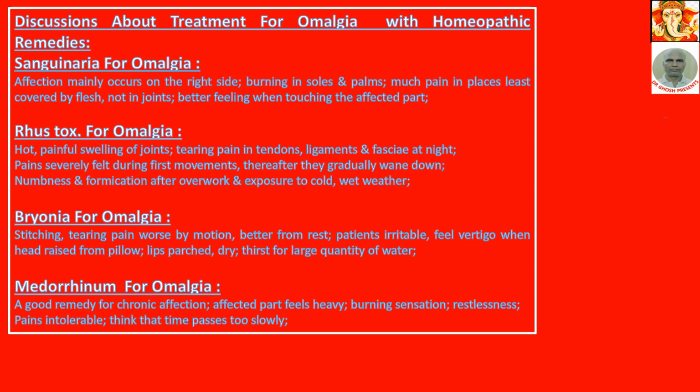Rhus tox for Omalgia. Hot, painful swelling of joints, tearing pain in tendons, ligaments and fasciae at night. Pain severely felt during first movement, thereafter gradually going down. Numbness and formication after overwork and exposure to cold, wet weather.